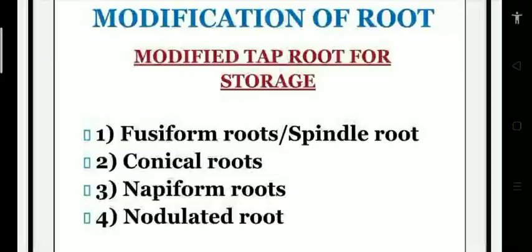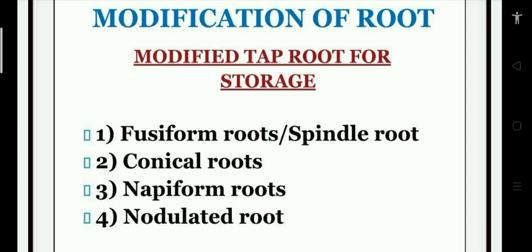I'll share a document here to show the extra modifications also. You look at the screen. Modification of root. Taproot is modified for food storage. Fusiform roots or spindle roots, conical roots, napiform roots. These three are modified for food storage. Let's see one by one.